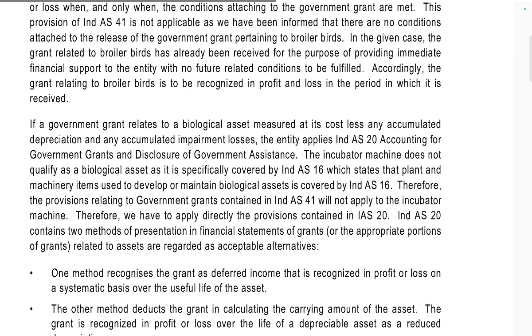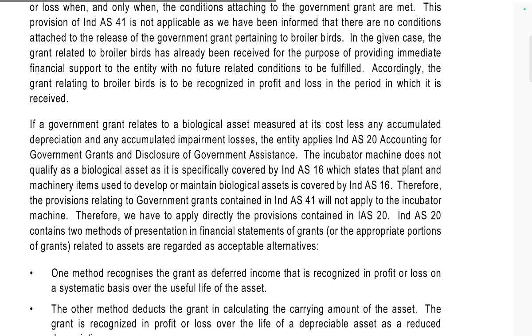If the government grant relates to a biological asset measured at cost less accumulated depreciation and accumulated impairment loss, the entity applies Ind AS 20, Accounting for Government Grants and Disclosure of Government Assistance. The incubator machine does not qualify as a biological asset, as specified in Ind AS 16, which states that plant and machinery items used to develop and maintain biological assets are covered under Ind AS 16. Therefore, the provision related to government grants in Ind AS 41 will not apply to the incubator machine. Therefore, we have to apply the provisions of Ind AS 20 directly.